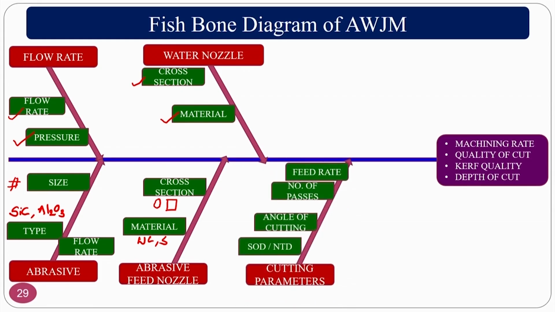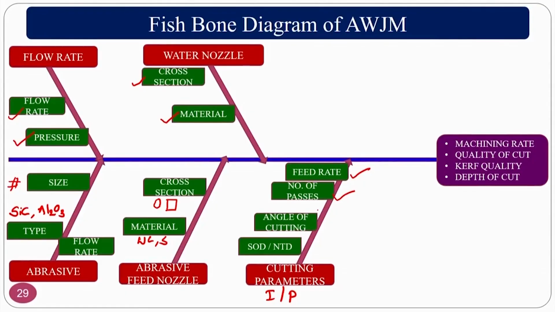The feed rate, the cutting parameters, that is, the input parameters, what you can put into the machine, that is, how much feed rate, number of passes, whether you want 10 passes to cut the material. If the thickness of the material is too high, you have to go for more and more number of passes. Angle of cutting: whether you want 2 dimensional, you just go perpendicularly; if you want 3 dimensional structures, you have to give a certain angle to the nozzle. And the stand-up distance or nozzle tip distance, that means how much distance you have to keep with respect to the workpiece material.